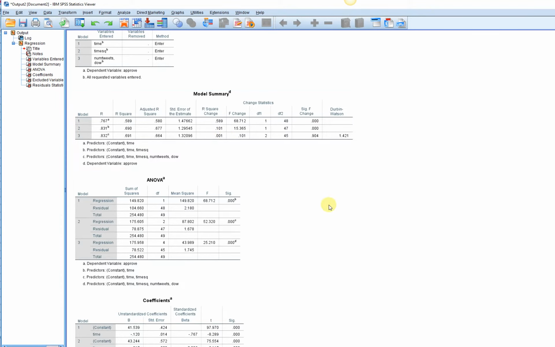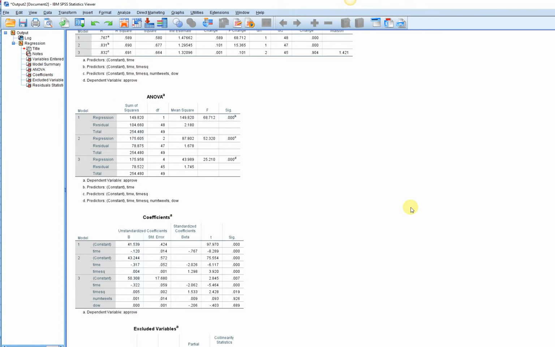So there you go. In terms of the regression coefficients, you can see that the relationship between time and approval ratings was negative, and there's the time squared variable right here, which we'll look at more later. But there's not really much going on with respect to the number of tweets and the Dow.